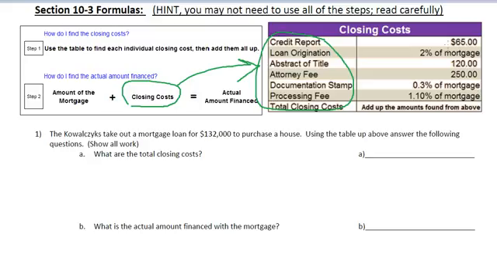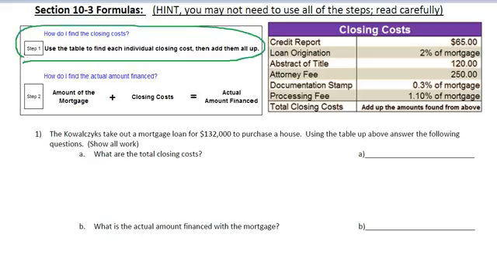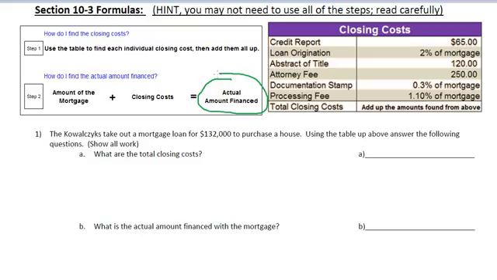So, we've got some numbers that we're going to use over here to help us figure out what these costs actually are. And when we're doing that, what we're actually doing is step number 1. Once you've done step number 1, and what that means is finding all of these different dollar amounts and adding them up to find the total, you can then move on to step number 2, which helps us find the actual amount that's being financed or the actual amount that's being borrowed from a bank. So, with no further ado, let's jump right into this problem as it is directly from your homework.